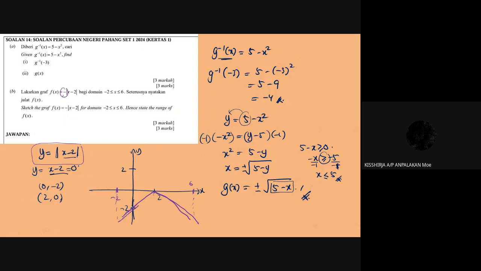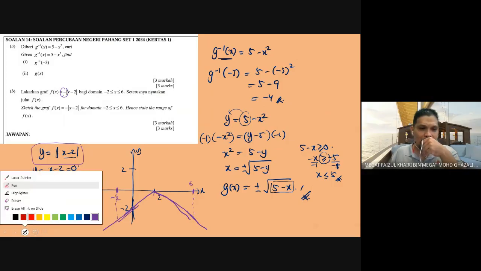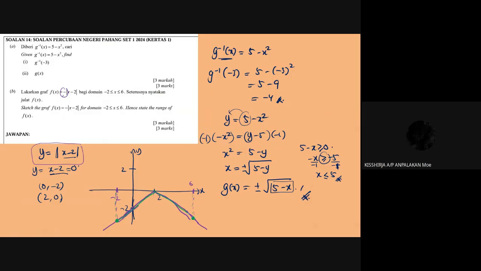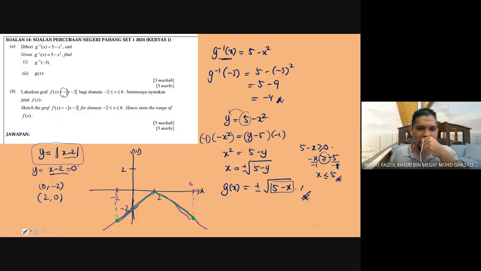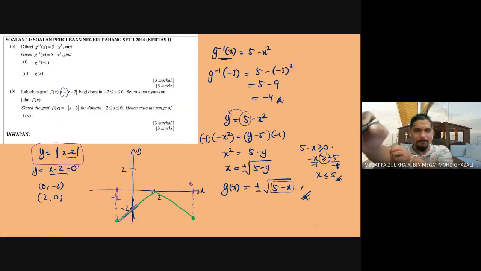Now, let me make it a bit more. So this is the graph, from here until here. What's going to happen to the rest of it? There you go. Okay.